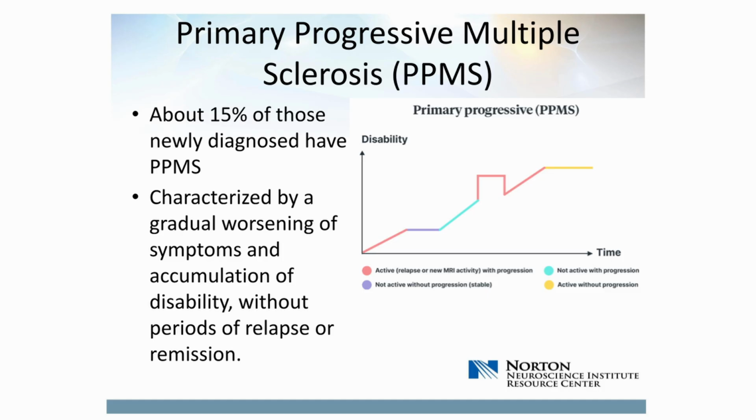Instead of having relapses followed by an improvement in symptoms, these individuals experience a gradual worsening of symptoms over time without improvement. Now, throughout this presentation, you have heard the term relapse. This is also known as an attack, flare, or exacerbation. All these terms refer to the same thing.